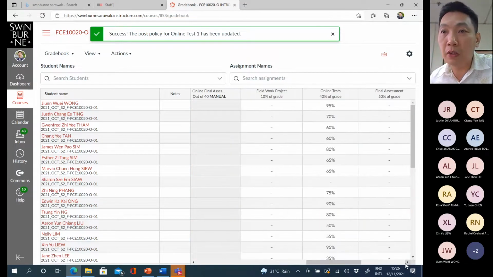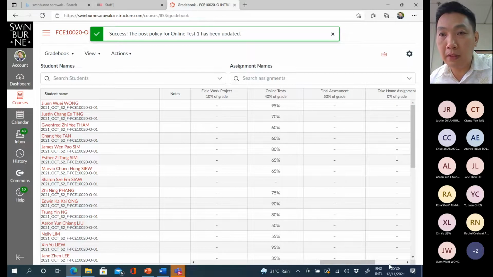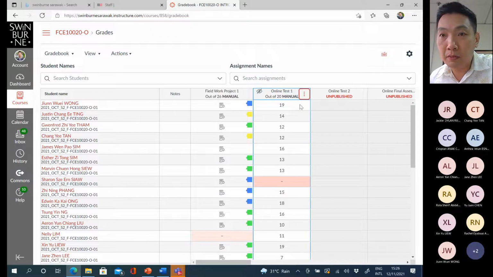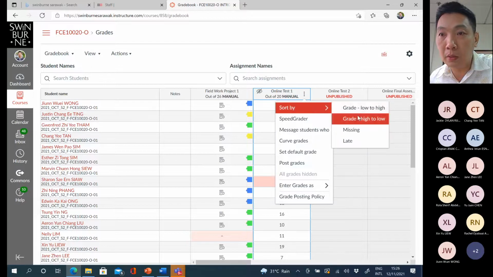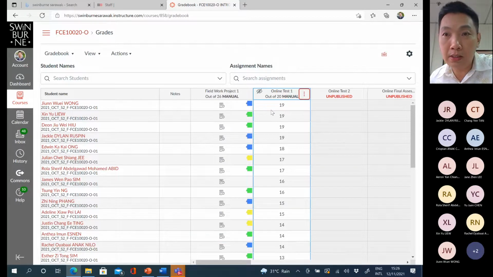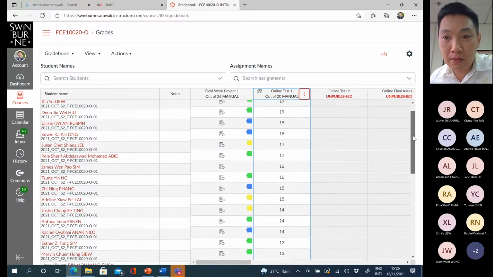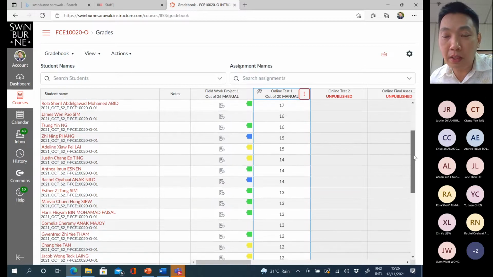Maybe after the class, I'll try to make this result available again. I can try to sort the data from highest to lowest. For this, the highest score is 19 out of 20. Nobody got full marks. Most of you passed, the majority of you. If you get 10 out of 20, that means you pass already for this test.